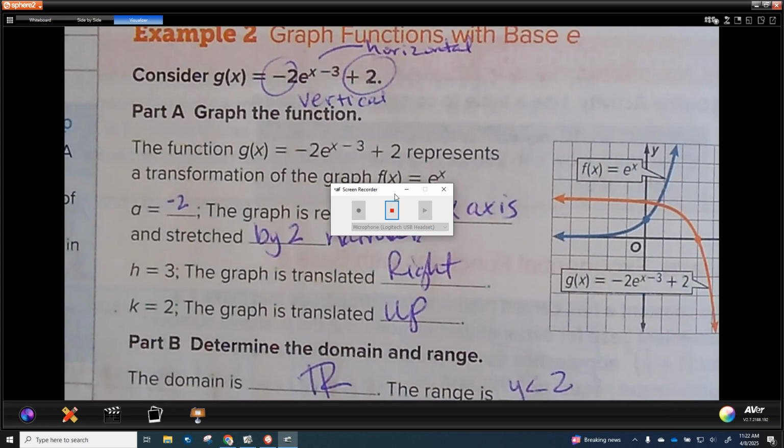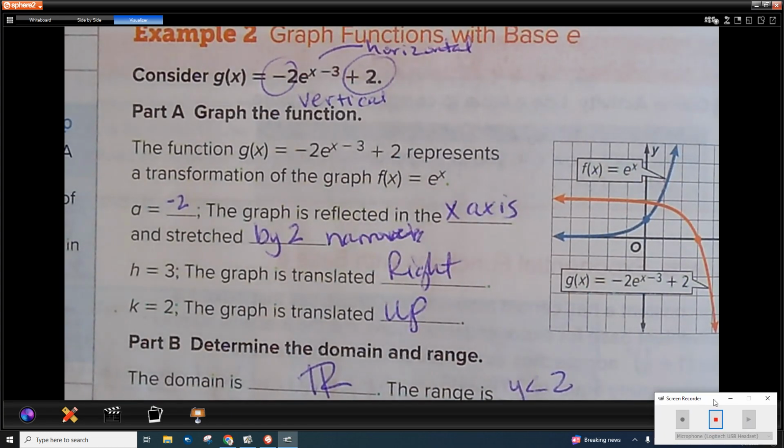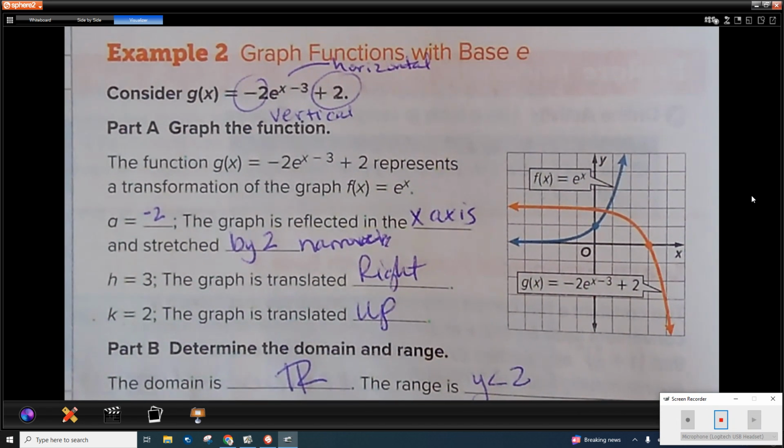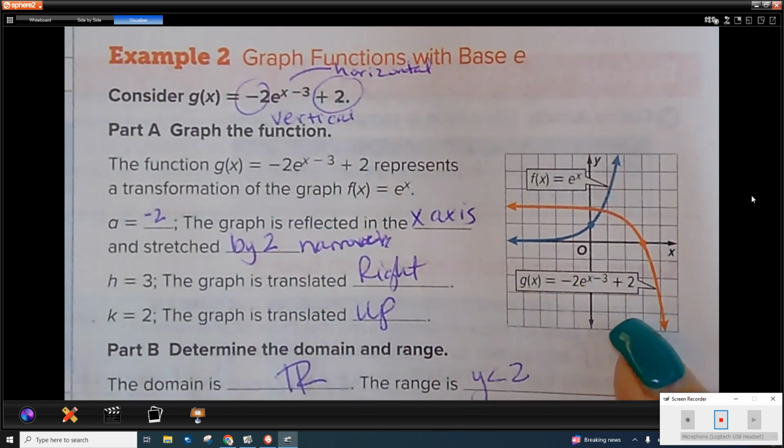Today I'm going to go over 7-3, just example 2 about rate of change. Maybe later I'll do a video for all of 7.3, but I'm just going to go over this example.